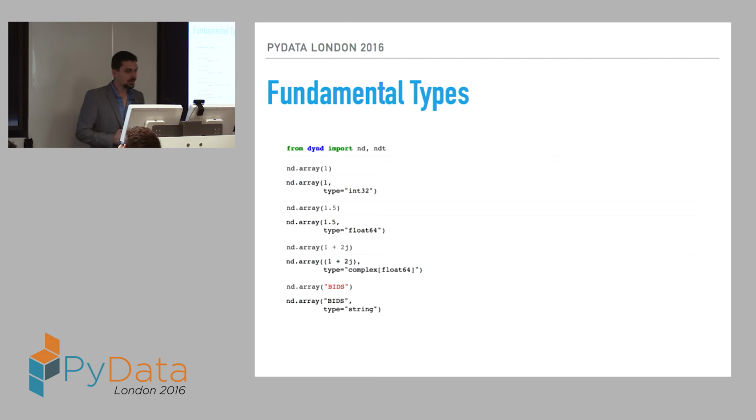Right, so just some simple examples of code here. These are fundamental types, showing you how to create an integer or a string or a float. These are very natural things that you would do. The last example here is a string, the variable length string I talked about earlier, which DyND natively supports.